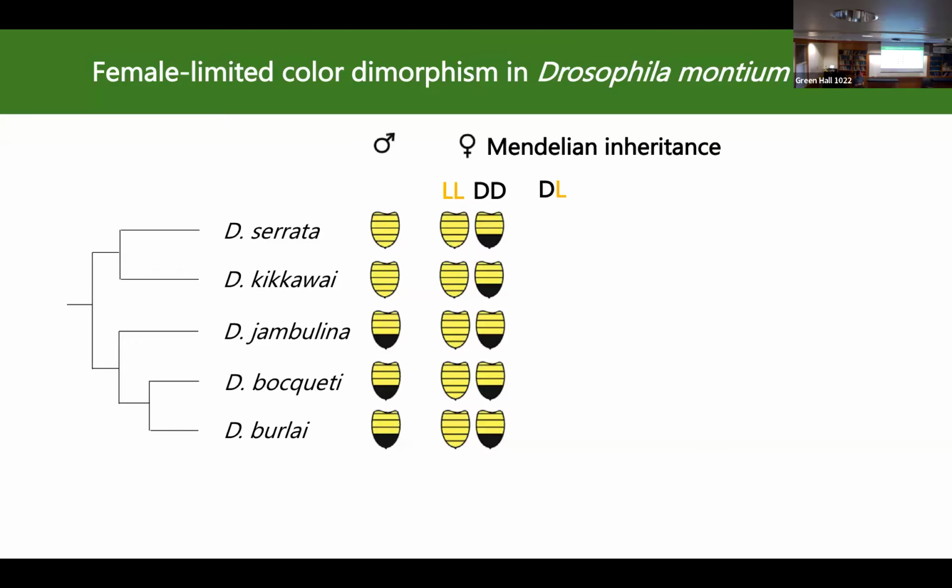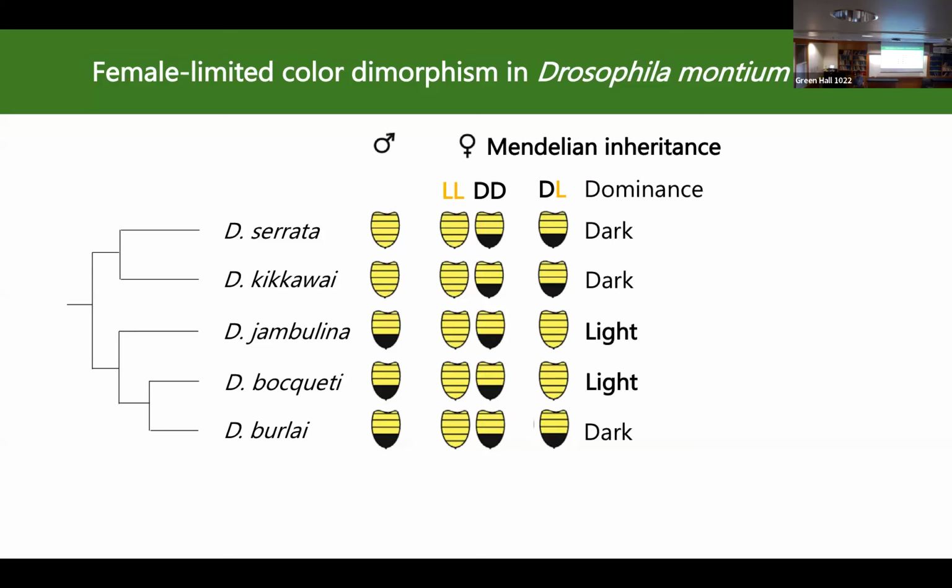Then the phenotype of the heterozygotes was examined. In most of the species, the heterozygotes show the dark phenotype. On the other hand, some species show the light phenotype. So it means that most species show dominance of the dark allele, but some species show dominance of the light allele.